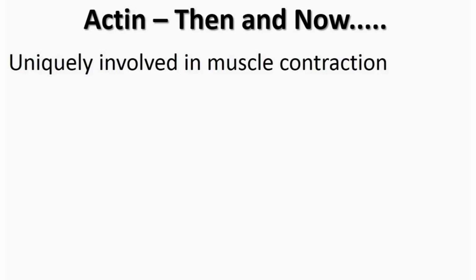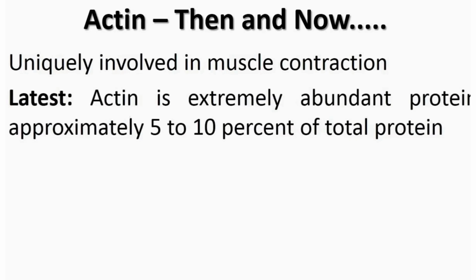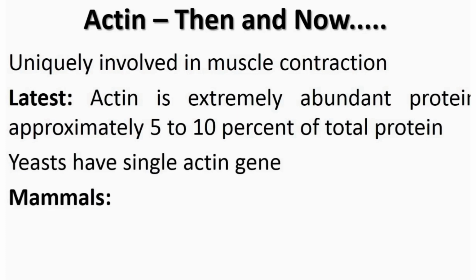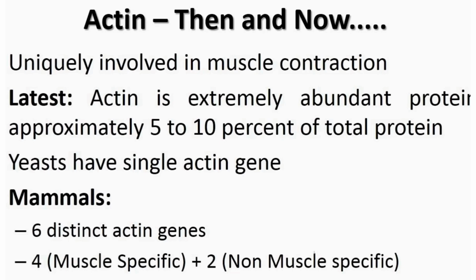So what's the latest on actin? The latest from actin after years of research is that it is an extremely abundant protein. Approximately 5 to 10% of the total protein is actin. Even eukaryotes such as yeast also have actin. In fact, yeast has a single actin gene. Talking about mammals, there are 6 distinct actin genes, of which 4 are muscle specific and 2 are non-muscle specific.